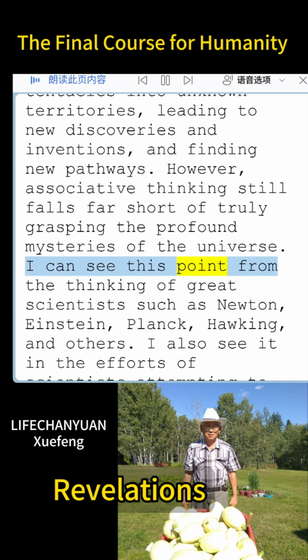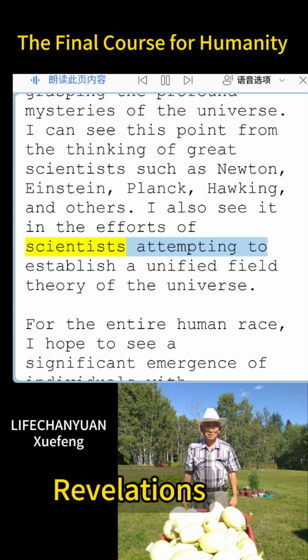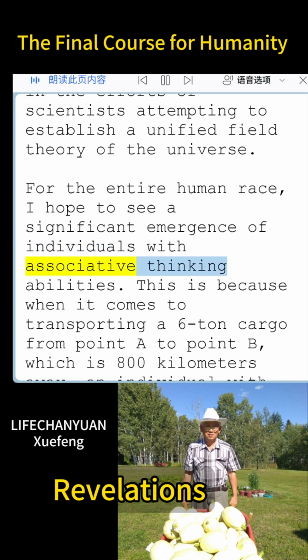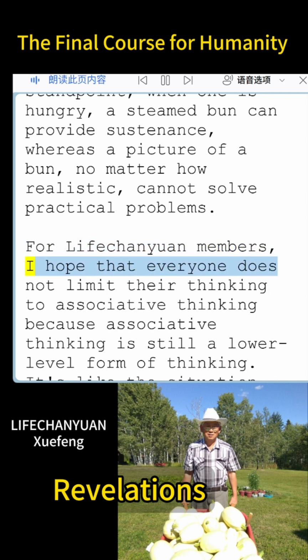I can see this point from the thinking of great scientists such as Newton, Einstein, Planck, Hawking, and others. I also see it in the efforts of scientists attempting to establish a unified field theory of the universe. For the entire human race, I hope to see a significant emergence of individuals with higher thinking. For Lifechanyuan members, I hope that everyone does not limit their thinking to associative thinking because associative thinking is still a lower-level form of thinking.